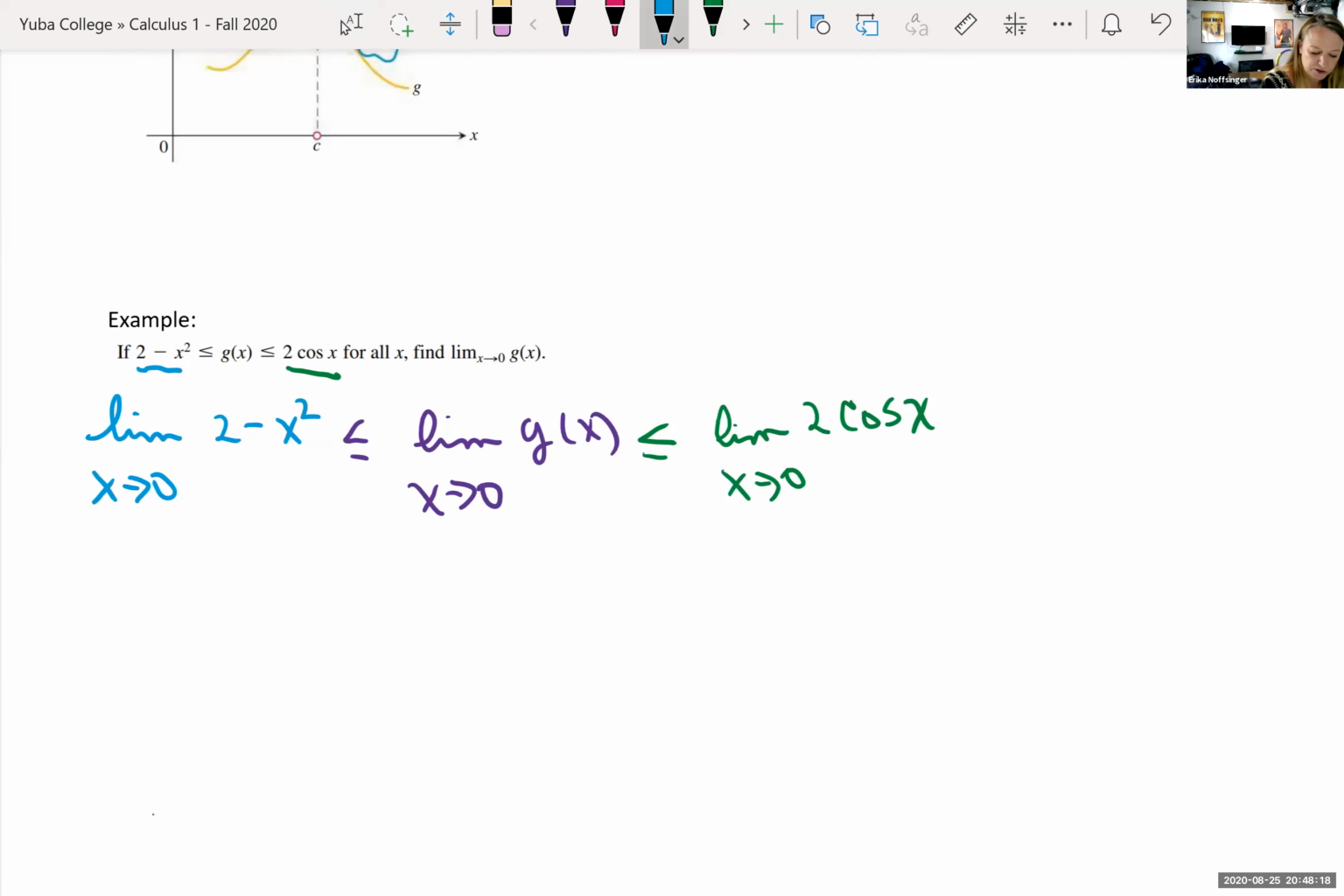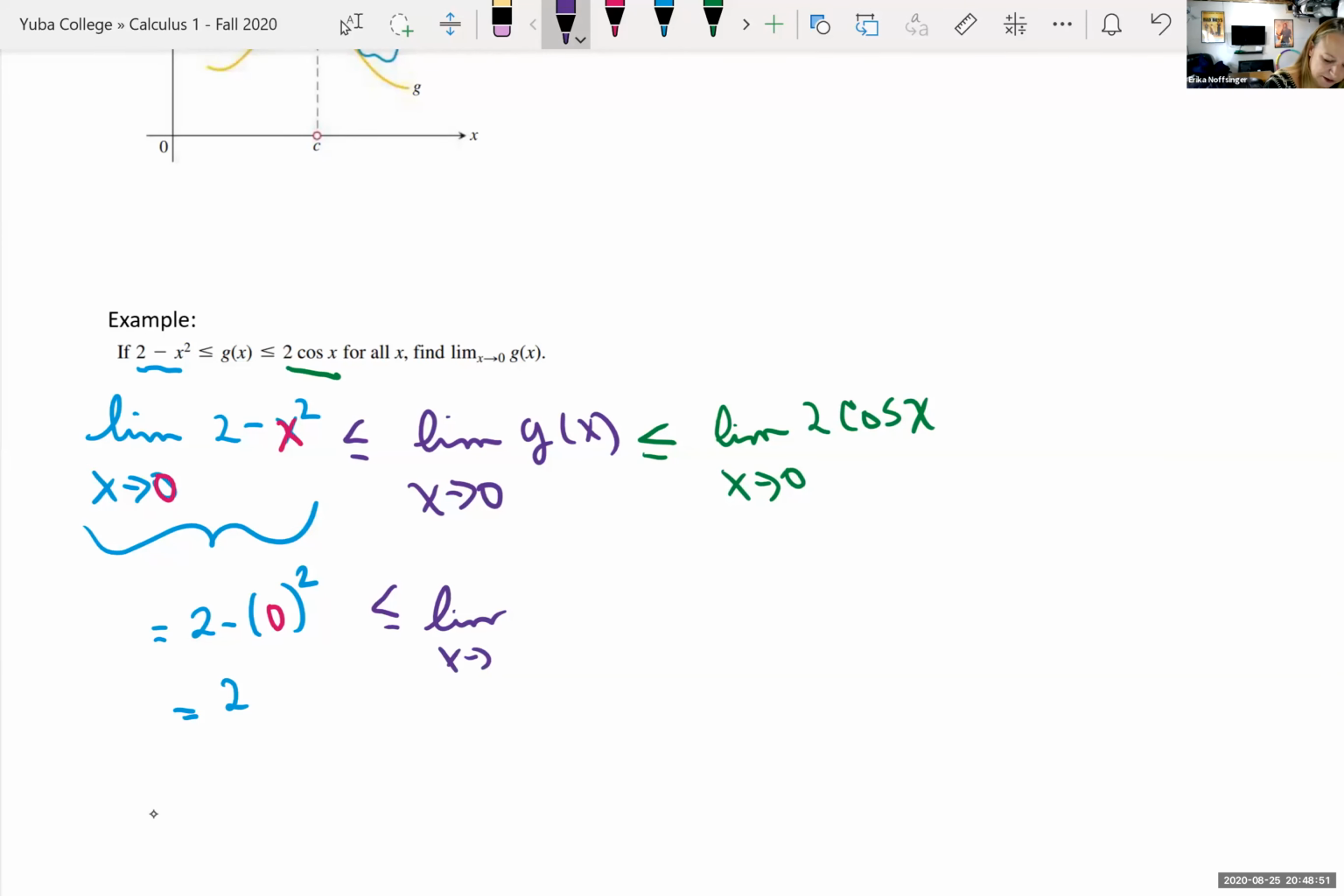Okay, so we can use our rules of limits. Algebraically, wherever we see an x, we're going to plug in 0. And so this piece right here gives us 2 minus 0 squared, which simplifies to just 2. So 2 is less than or equal to the limit as x approaches 0 of g of x.